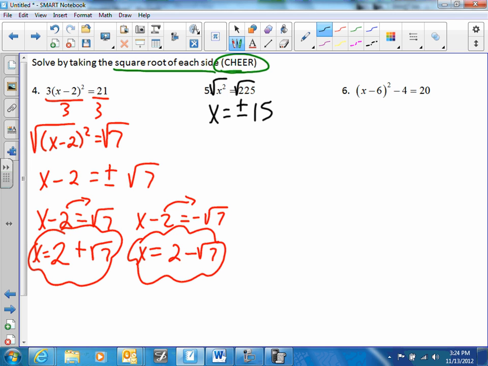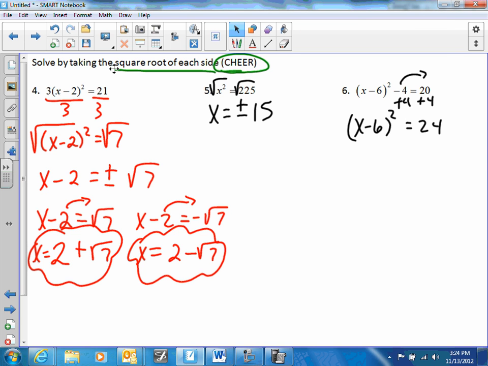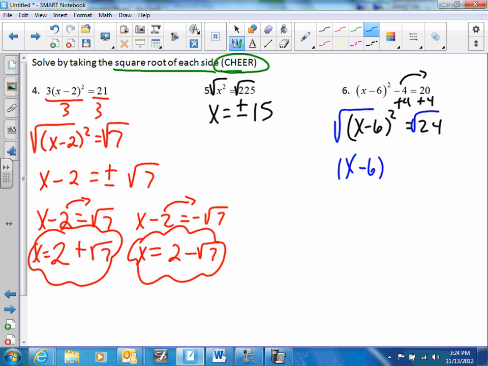On this particular one, again, you've got to move the 4 over. So when you add the 4, you get (x minus 6) squared equals 24. From that point, you're going to take the square root. Now the square root of 24 is the square root of 4 times the square root of 6. That makes that 2 root 6, so plus or minus 2 root 6.